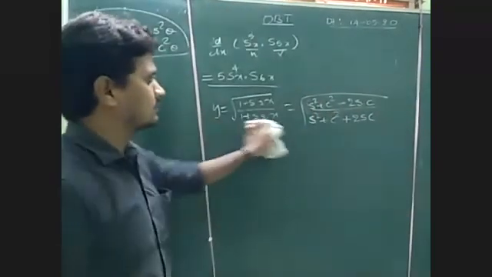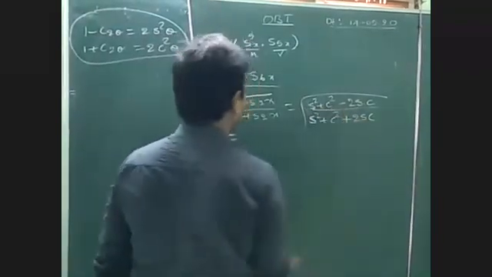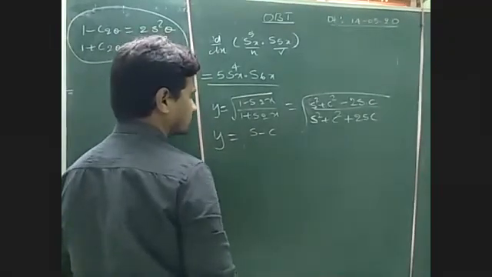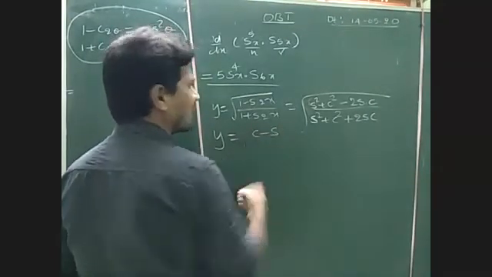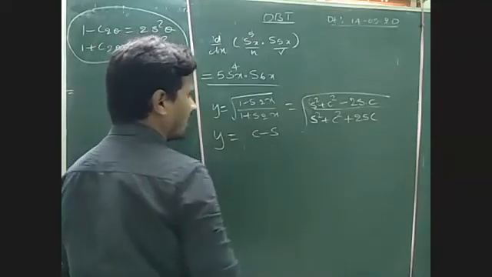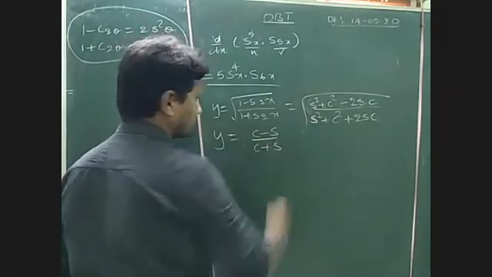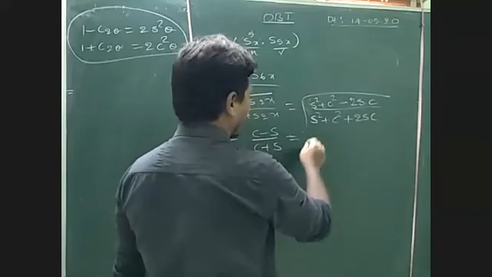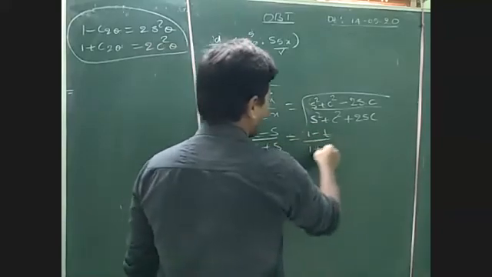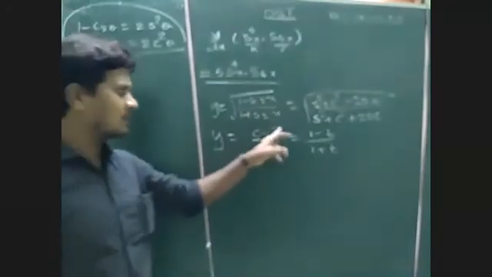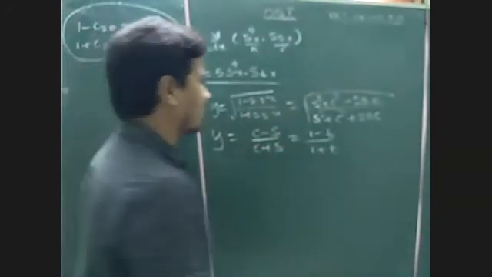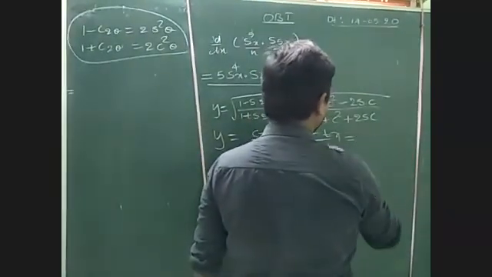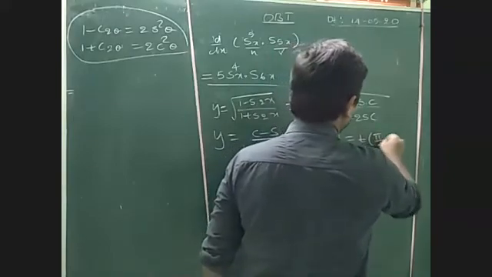Is it clear? Now a square plus b square minus 2ab can be written as a minus b whole square, that is sin minus cos or cos minus sin. We can write it in both ways. If I write cos minus sin, then here cos plus sin. Taking cos common, we get 1 minus tan by 1 plus tan. Sin by cos cancels, and we get 1 minus tan x over 1 plus tan x. Shall I write this directly as tan of pi by 4 minus x?